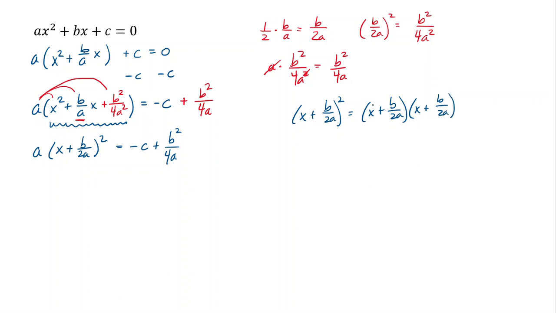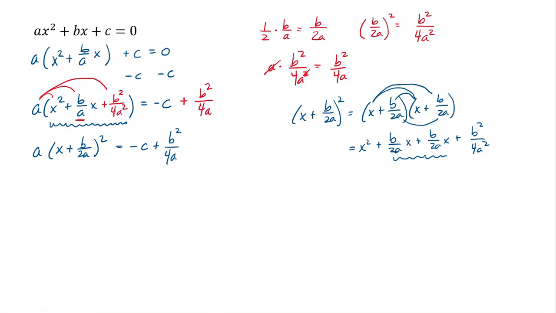And then if I go ahead and multiply this out, I get x squared plus x times b over 2a, or b over 2a times x, plus b over 2a times x again, plus b squared over 4a squared if I multiply straight across the top, straight across the bottom. I have some like terms right here in the middle. They both have x to the first power. So I'd be combining b over 2a plus b over 2a.